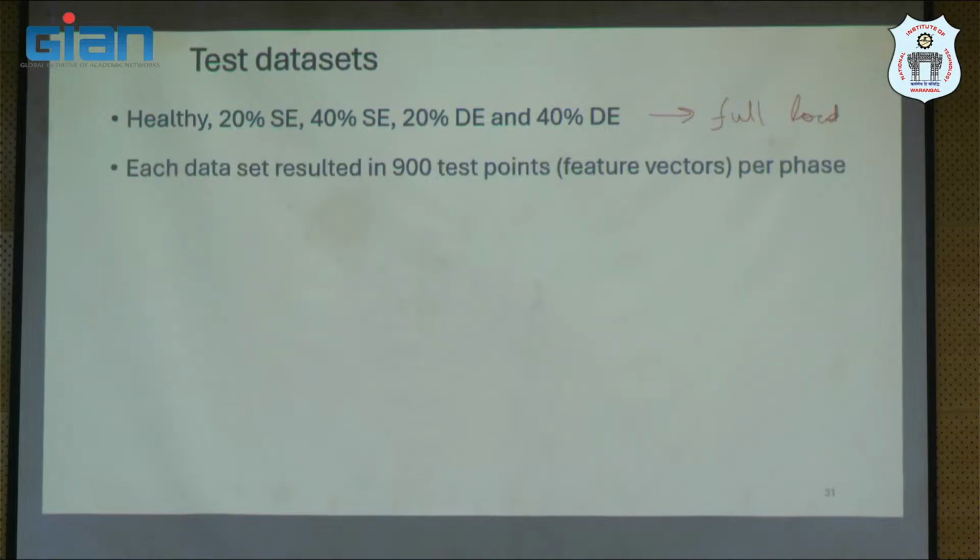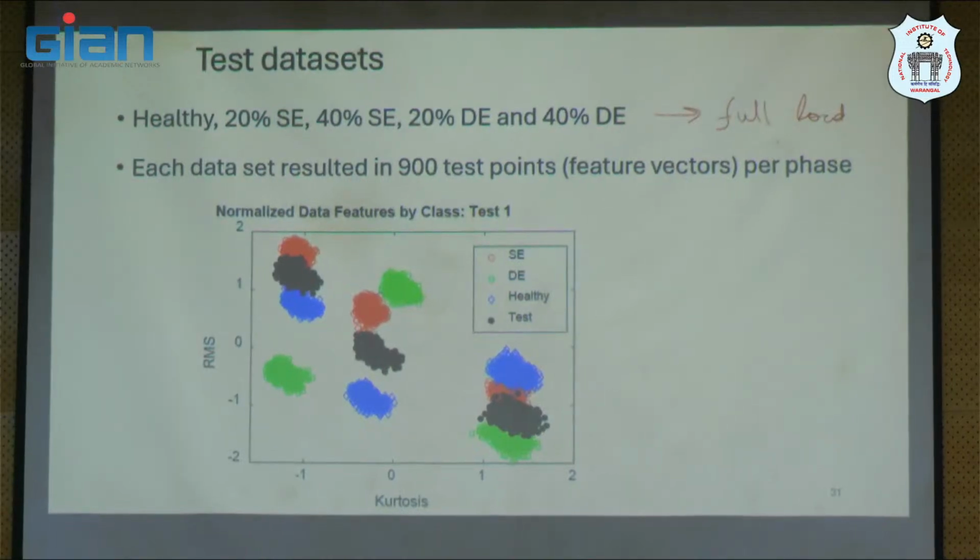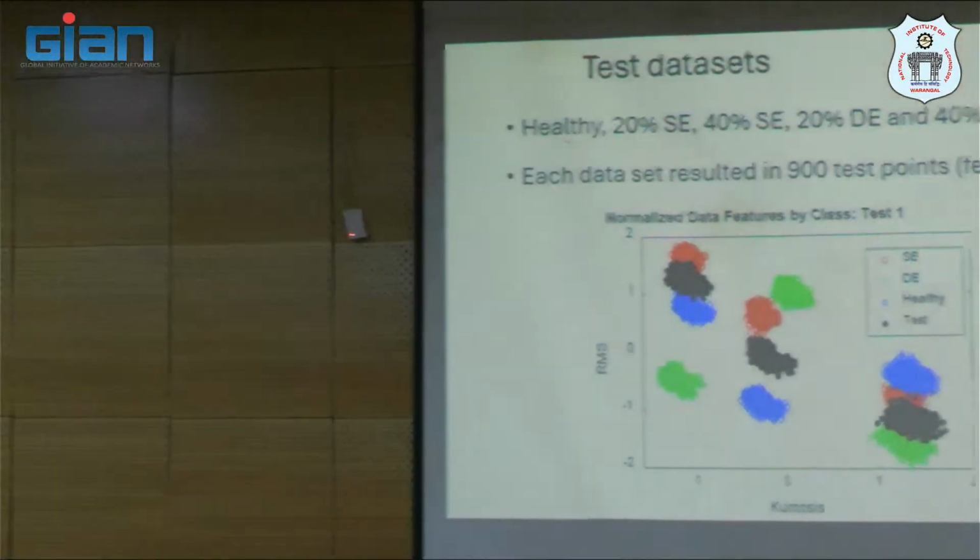Each data set resulted in 900 test points, just like before. And this is how the test points look for one of the test data sets. There are 5 test data sets, like 5 raw data sets, so the plot is just for one feature vector generated from a raw data set.